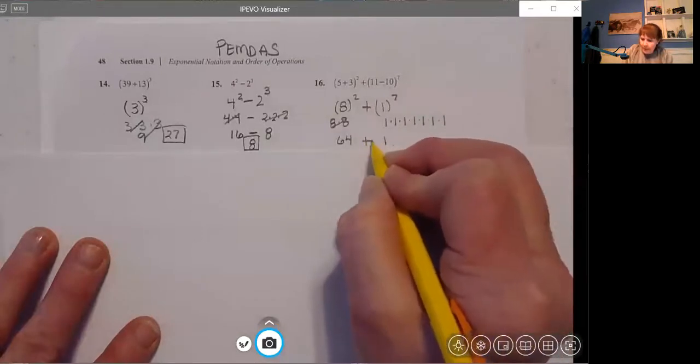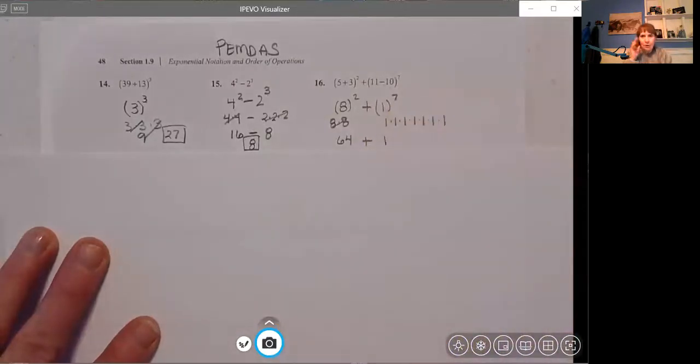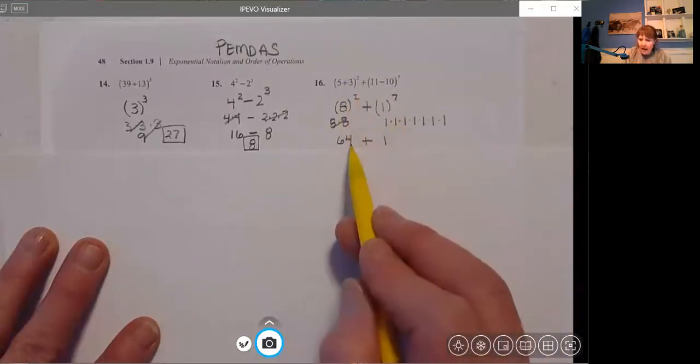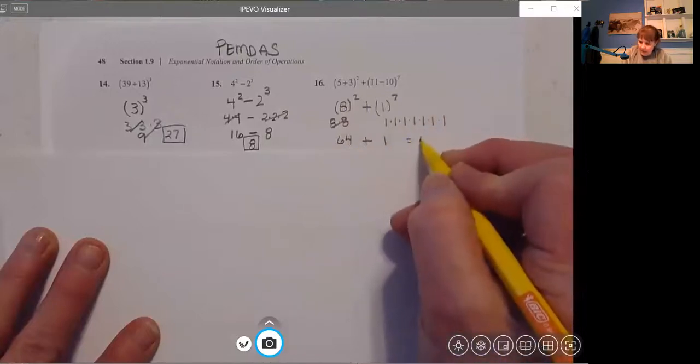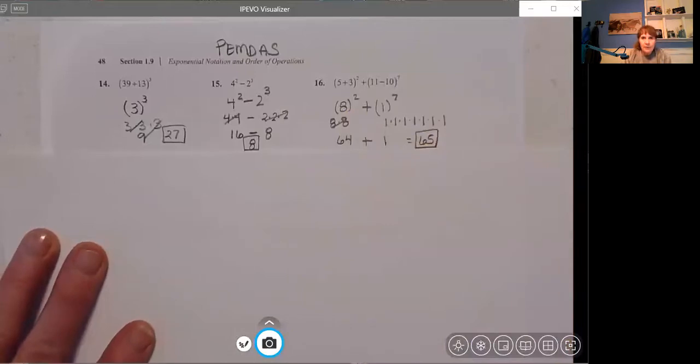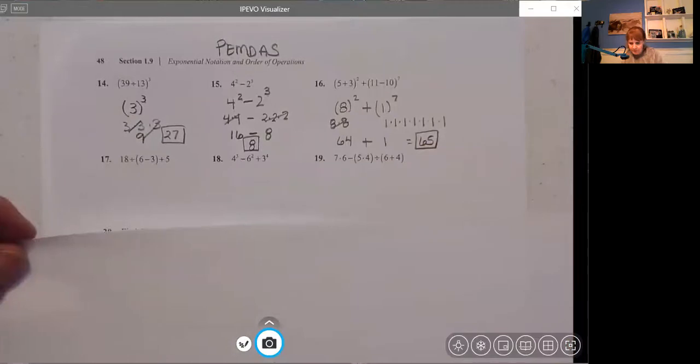Again, it's really tempting to put a 7 there, you know, but don't do that. So it's just 1 times 1 times 1 times 1 times 1 times 1. So now that we've done our exponents, we did the parentheses, we did the exponents, now we'll add, we get 65. Okay, so just have the order of operations. Do things in a certain order. All right, let's look at another one here.